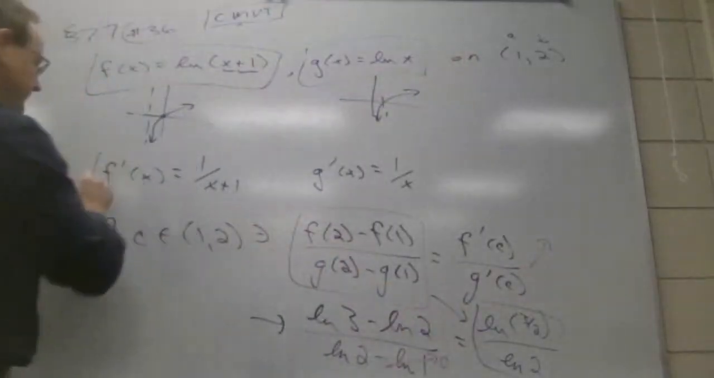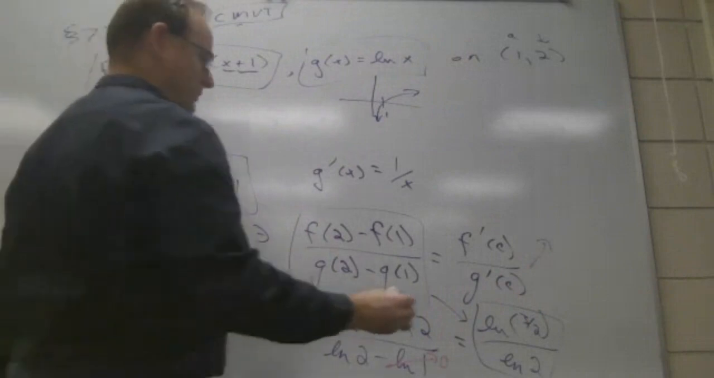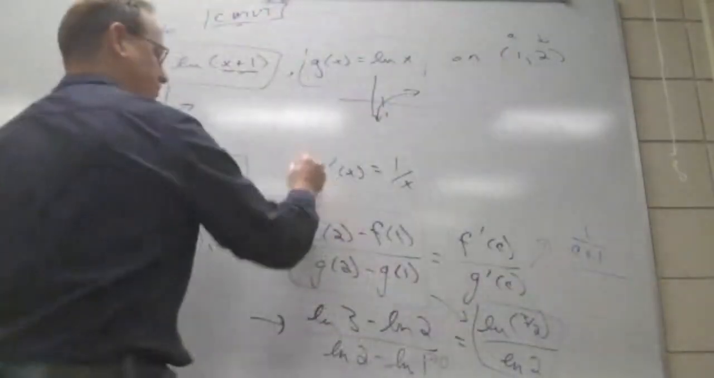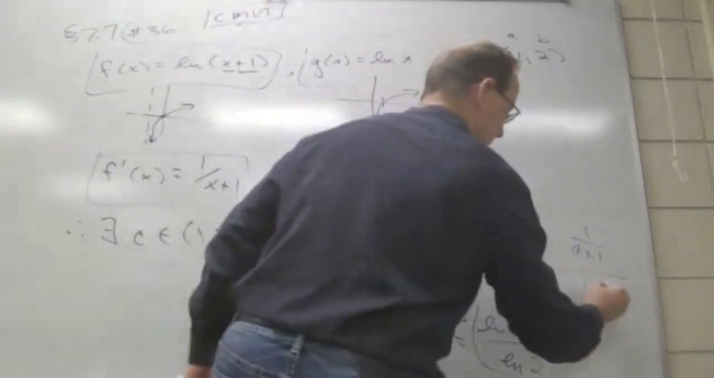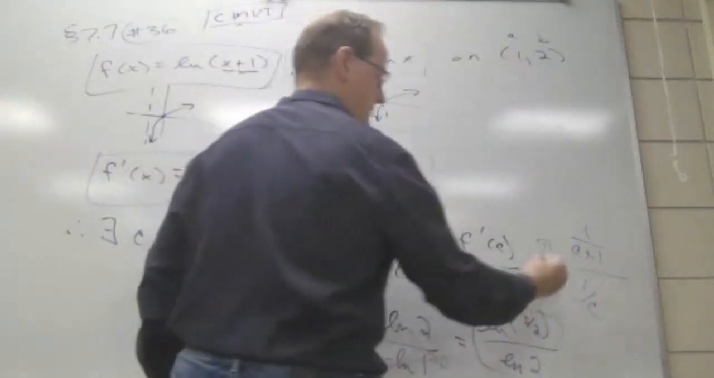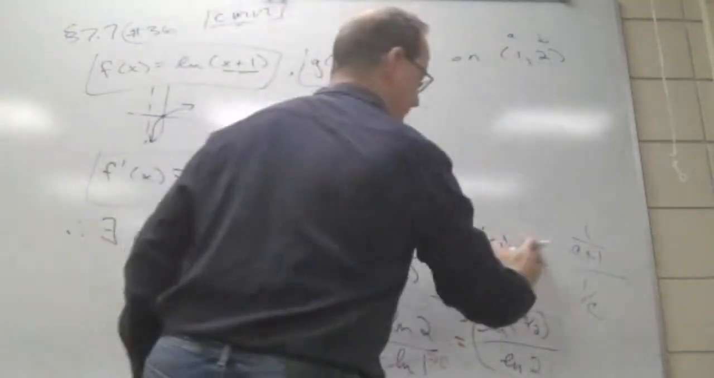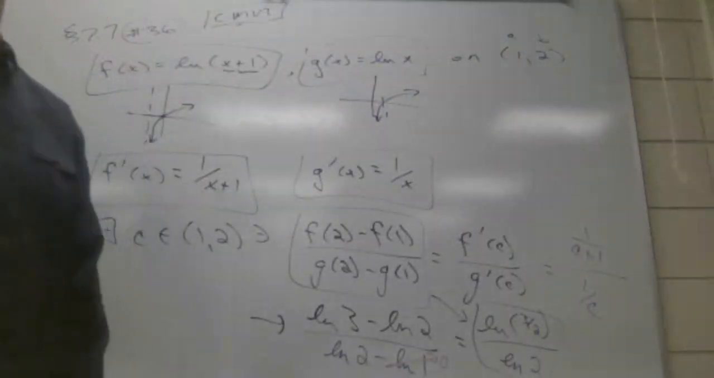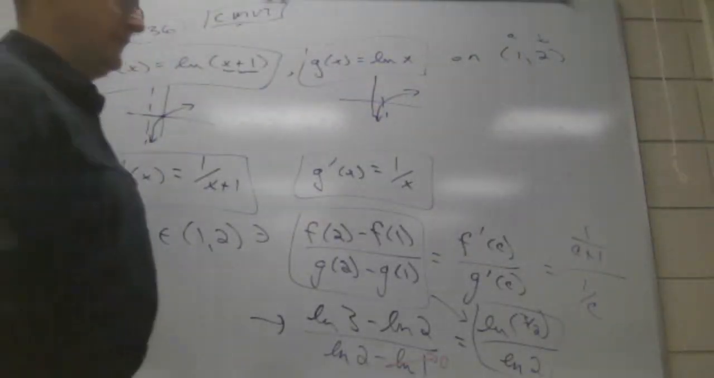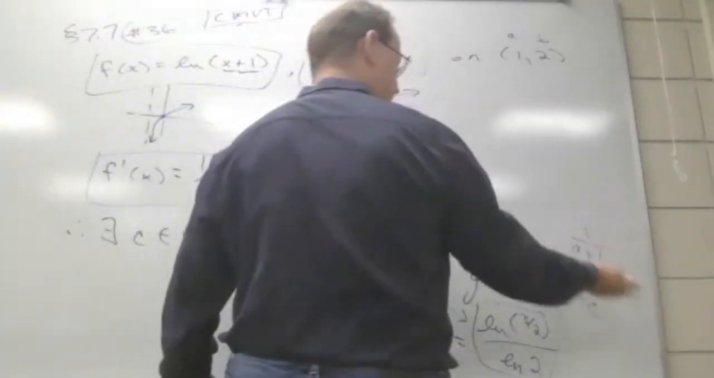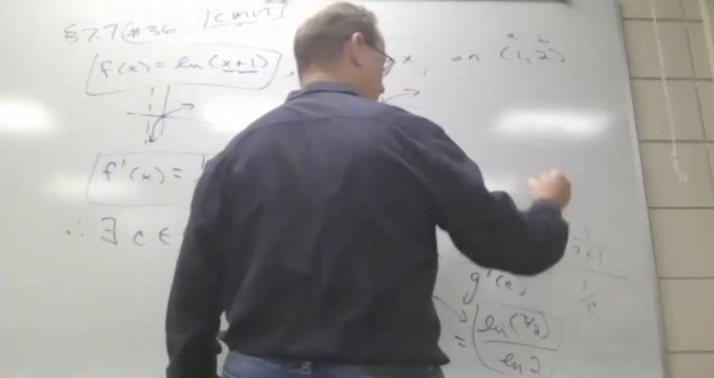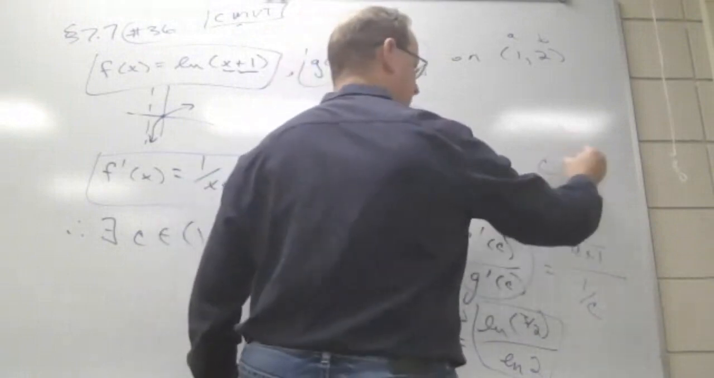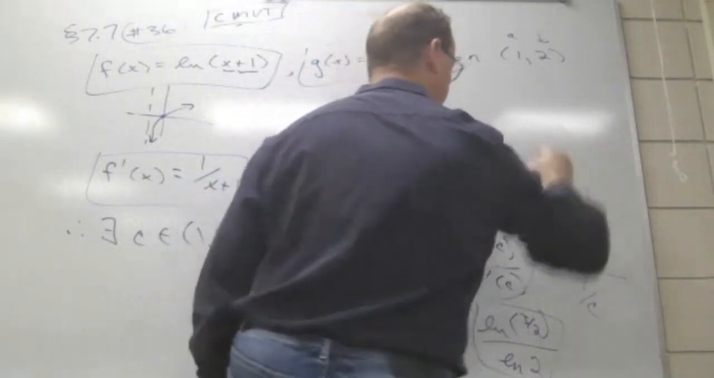Well, f prime is right here. So f prime at c is 1 over c plus 1, right? And then g prime at c is just 1 over c. That's what that one equals, right? So how do I simplify that? Flip them. So instead of dividing by 1 over c, multiplied by c. So this part equals c over c plus 1, right?